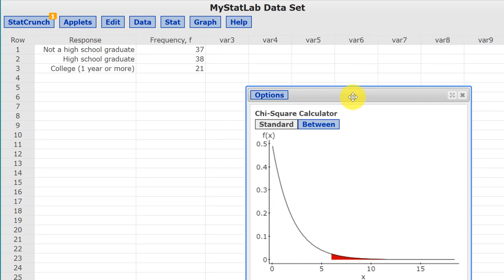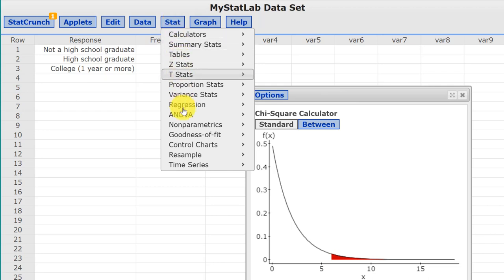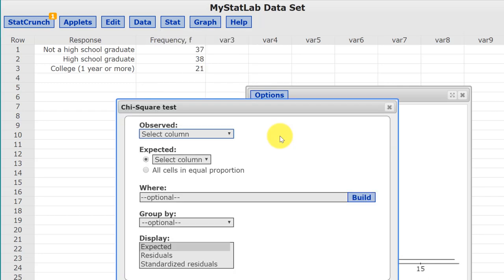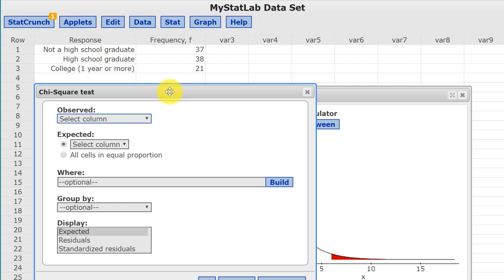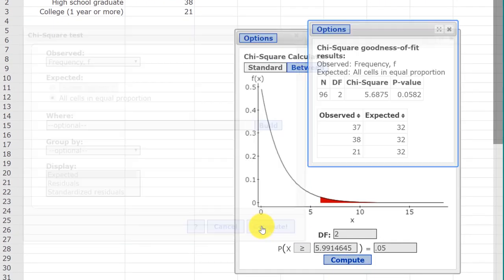Then we're going to do the chi-square test itself. As usual, we go back to Stat. Now if you look down toward the bottom, you'll see there is a goodness of fit test there, and we want the chi-square test. It brings up this dialog box, and we need to get the observed data. I'm going to click on that, and that's our frequency column. The expected, we don't have a column with the expected frequencies, but we know that all cells are equal proportion, which is a uniform distribution. I'm going to go ahead and get the expected values because I think they're always interested. And we just click Compute.